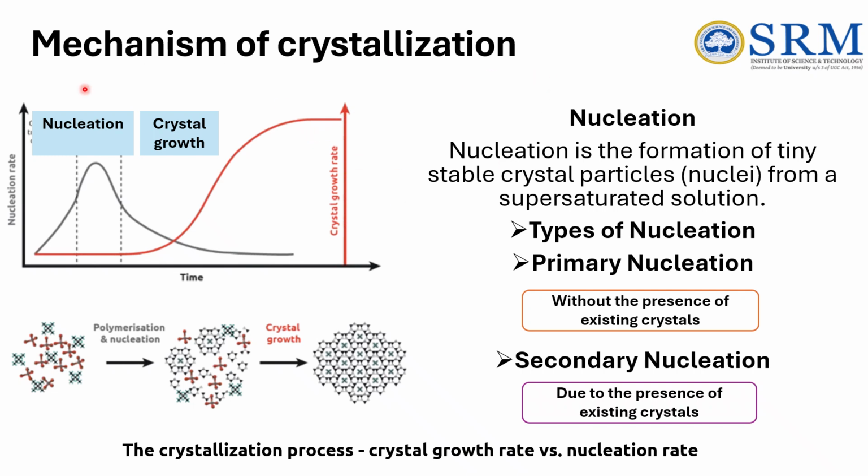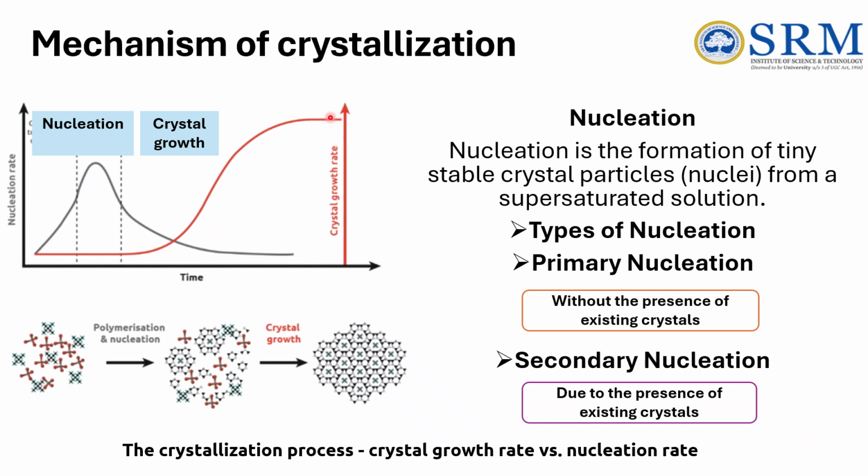Mechanism of crystallization: there are two important mechanisms to be discussed. One is nucleation, the other is crystal growth. So what is nucleation? Nucleation is the formation of tiny stable crystals from a supersaturated solution. Once nucleation begins, with respect to time it decreases and crystal growth occurs. The crystal formation begins as the nucleation is formed, and the rate of crystal growth increases with time.